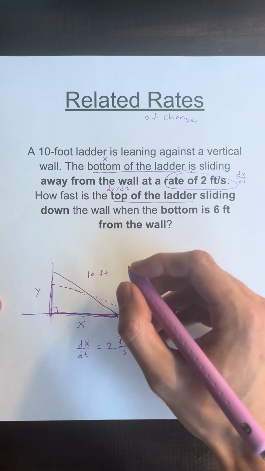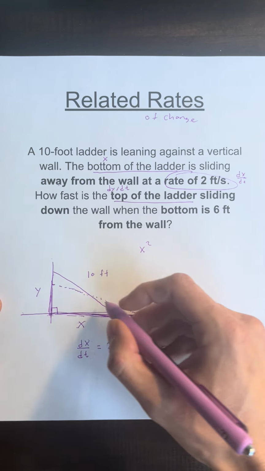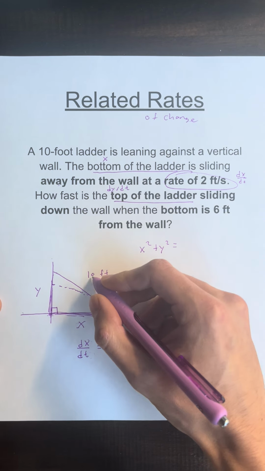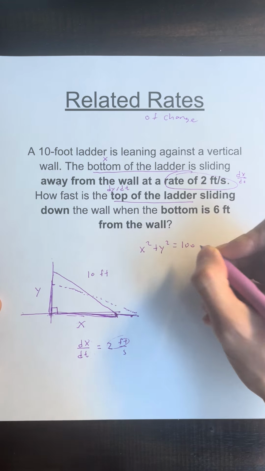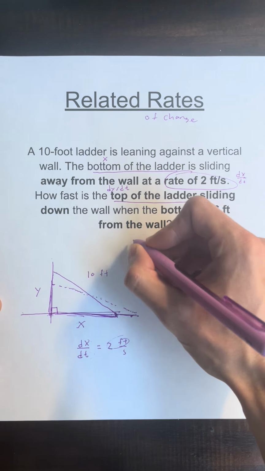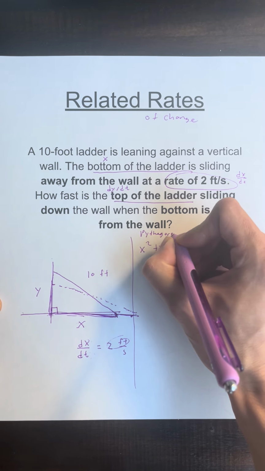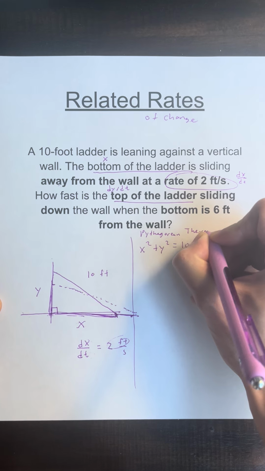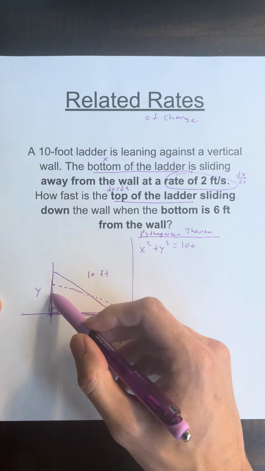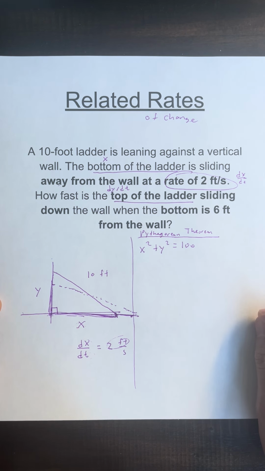So in geometry, you remember how x squared plus y squared is equal to this squared. So 10 squared is 100. All right, this is the Pythagorean theorem. I'll write it here. Pythagorean theorem. Okay, so that's how we can relate this. This is how we can relate x and y. Cool.